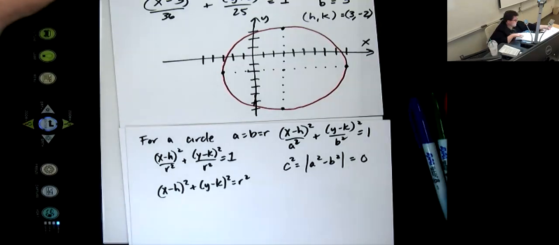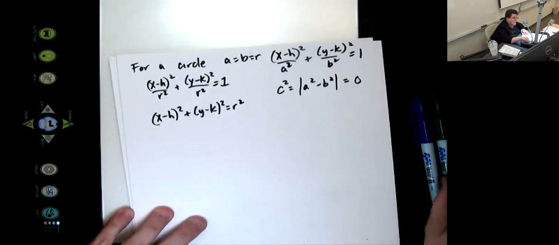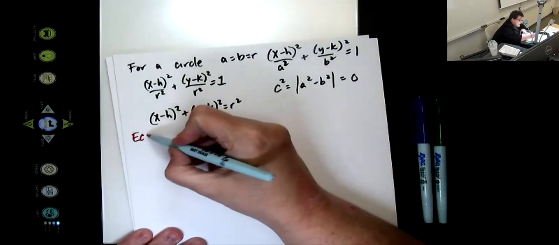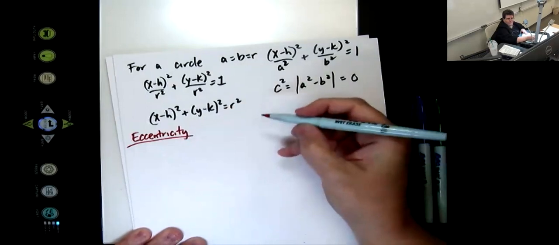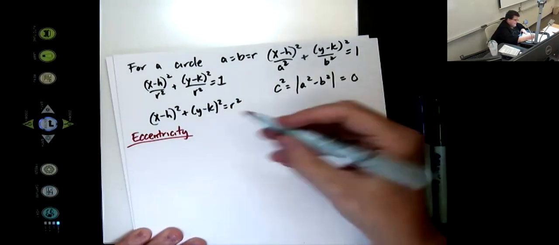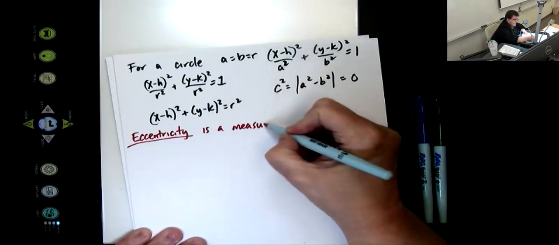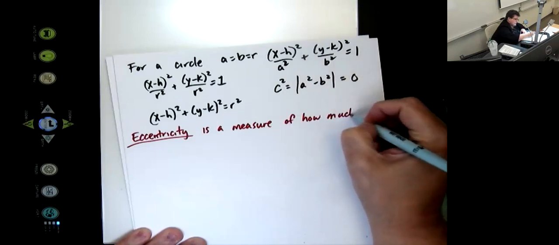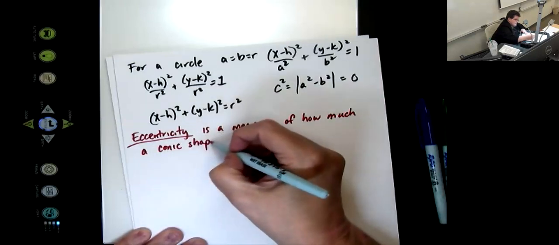So that leads to one more topic in this, well, not one more, but the next topic before some applications, eccentricity. Eccentricity is a measure of how much a conic shape deviates from a circle.